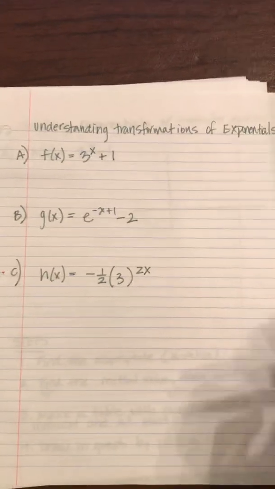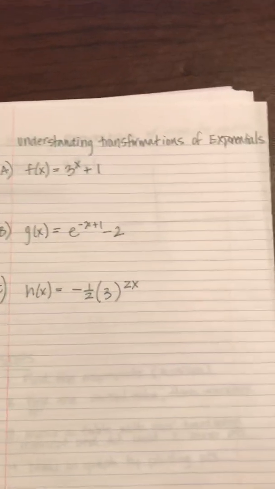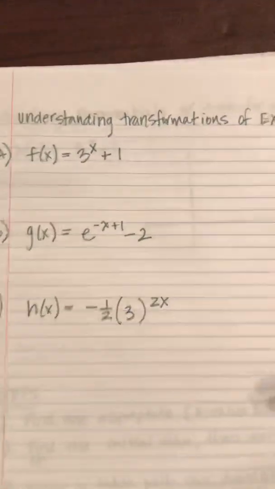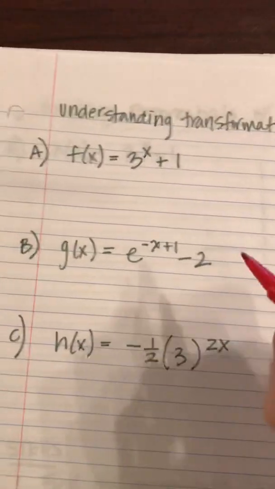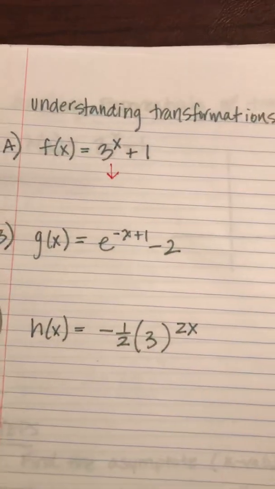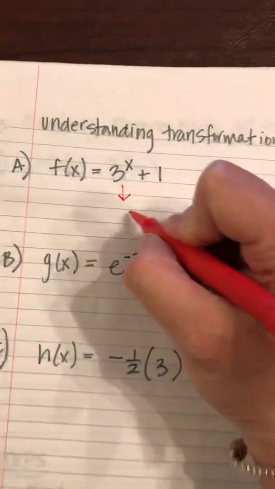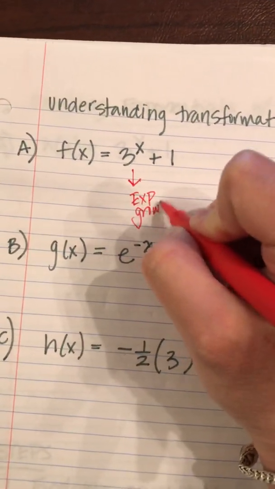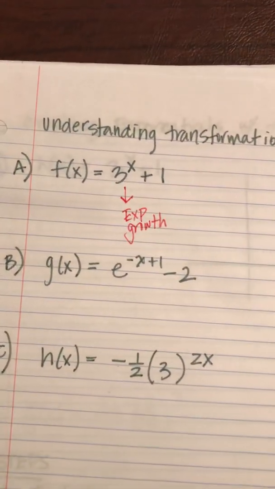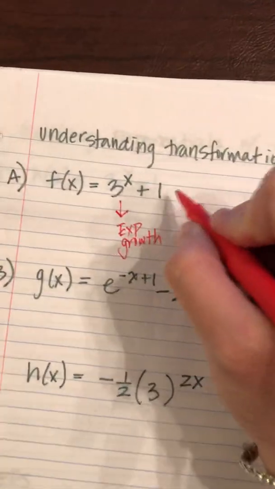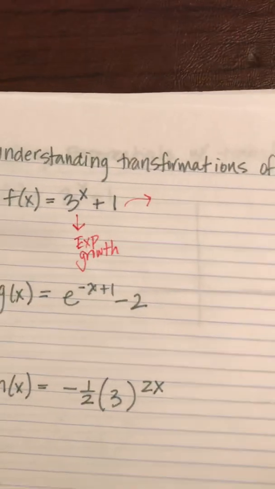All right, so now we're talking about understanding transformation. All I'm really getting at here is I want you to be able to tell what each value does in our problem. The first thing I want you to notice is this 3. I want you to recognize that it's exponential, number 1, but more importantly, I want you to know that it's exponential growth. Remember, it's growth if that growth factor, the number being raised to the x, is larger than 1. This plus 1, what does it do to my graph?